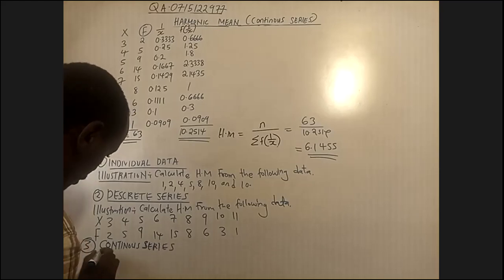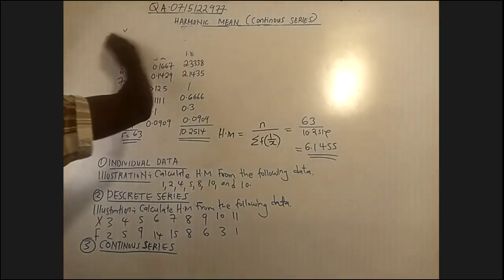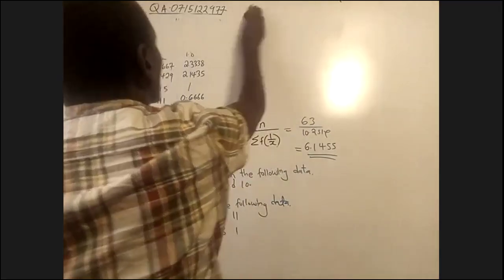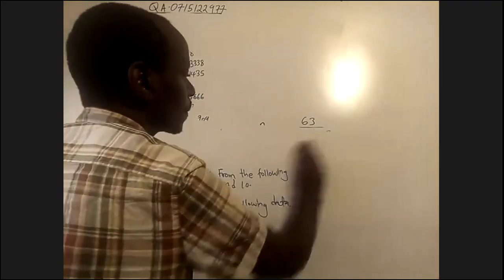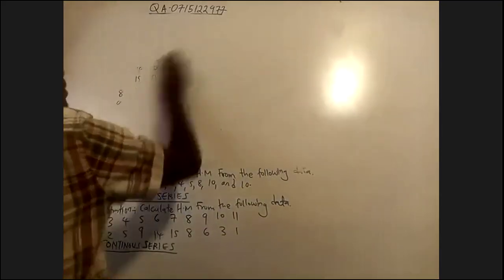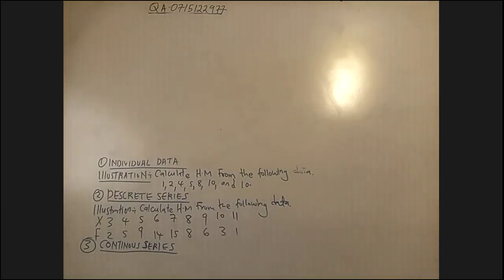It will mark the end of measures of central tendency. That will mark the end of measures of central tendency. Now calculate the harmonic mean from the following data.